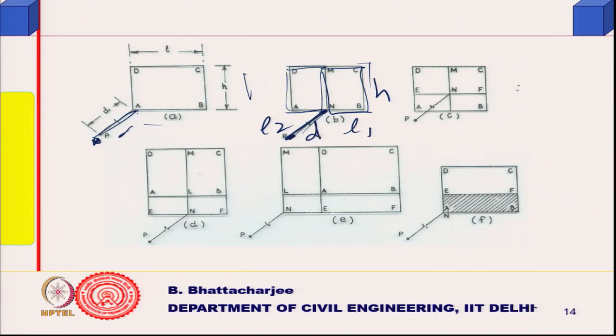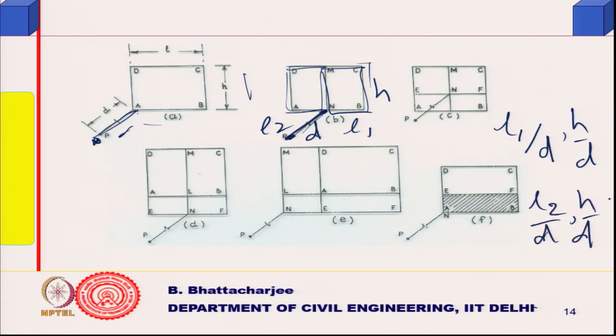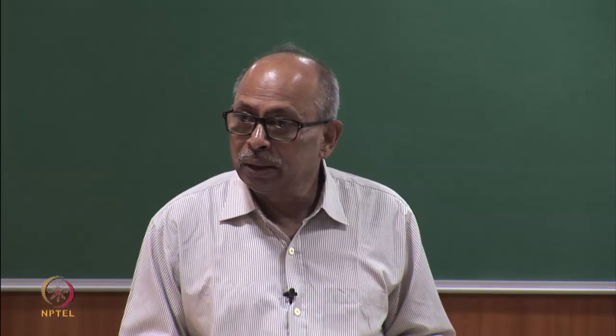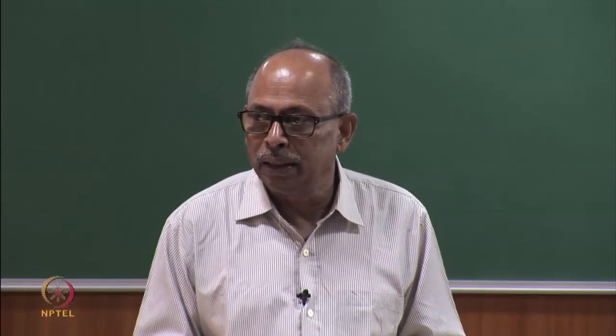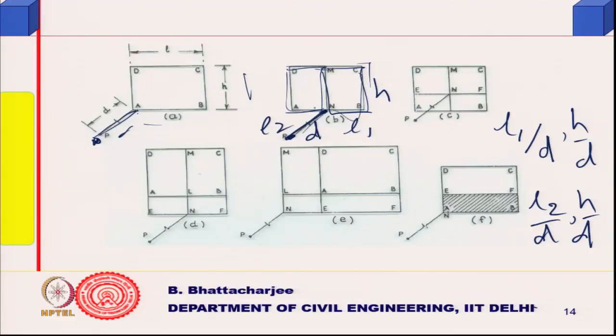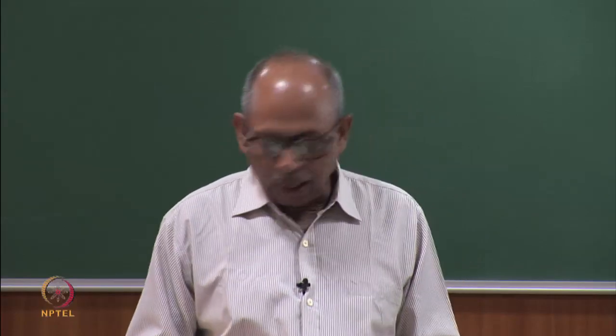So, what I do? I find out the sky component for L1 by D and H by D, and also for L2 by D and H by D, then sum it up. Then I am not violating the principle that the normal passing through the work plane point in concern touches one of the corners of the window. Here it is touching the corner of this window and here it is touching the corner of this window. So, you can use the L by D and H by D table and sum it up.